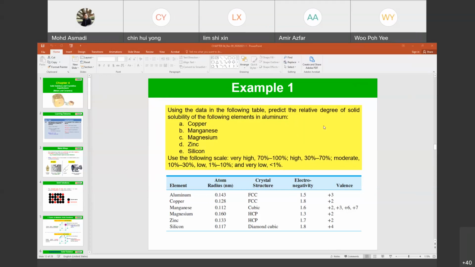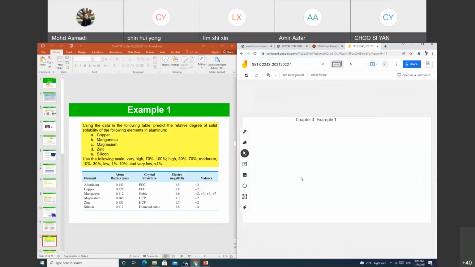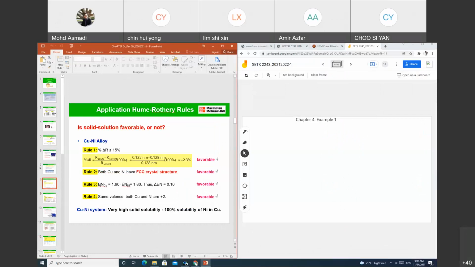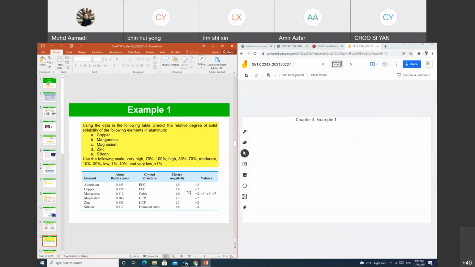Go to page 12. This one I give the link. Okay, please do, based on the Hume-Rothery rules. Just follow this rule. How can we get this electronegativity difference? We can get from here. This one, yeah. I give you 10 minutes.